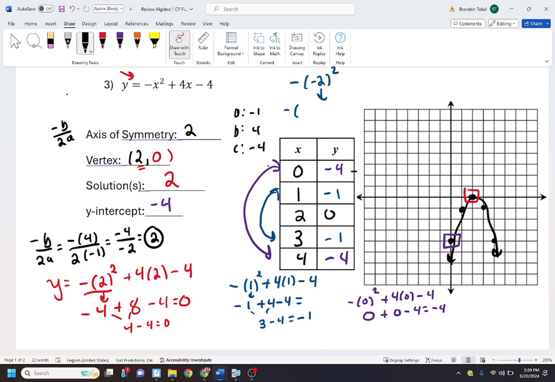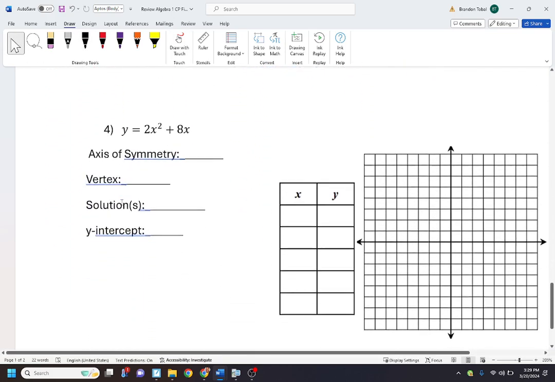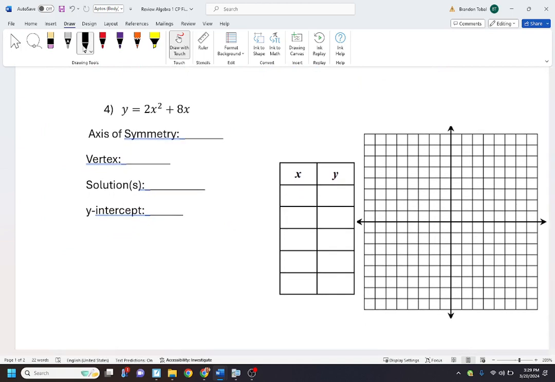All right, Ella, you said you want to start the next one for us? Give me the ABCs on this one. 2 to the power 2. So what is the A? Just 2. Okay, B? 8. Good. C? 0. Okay.